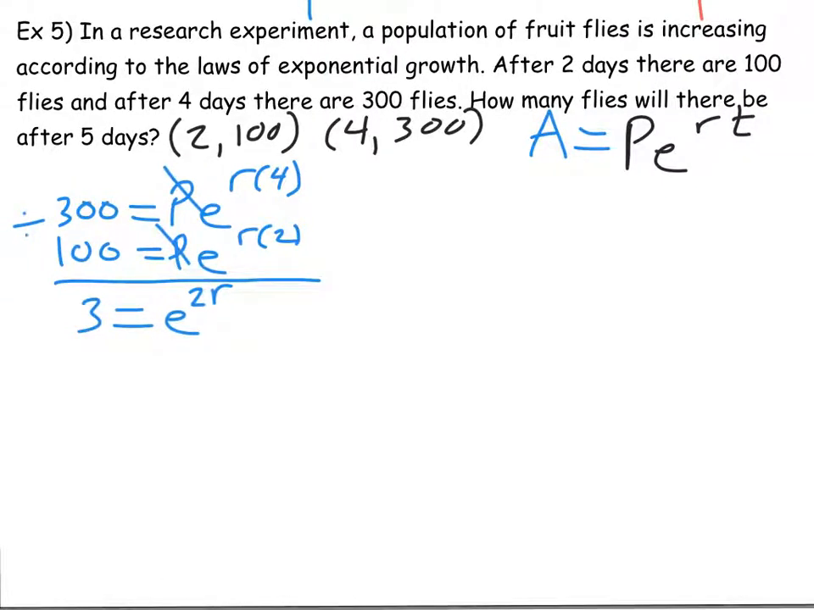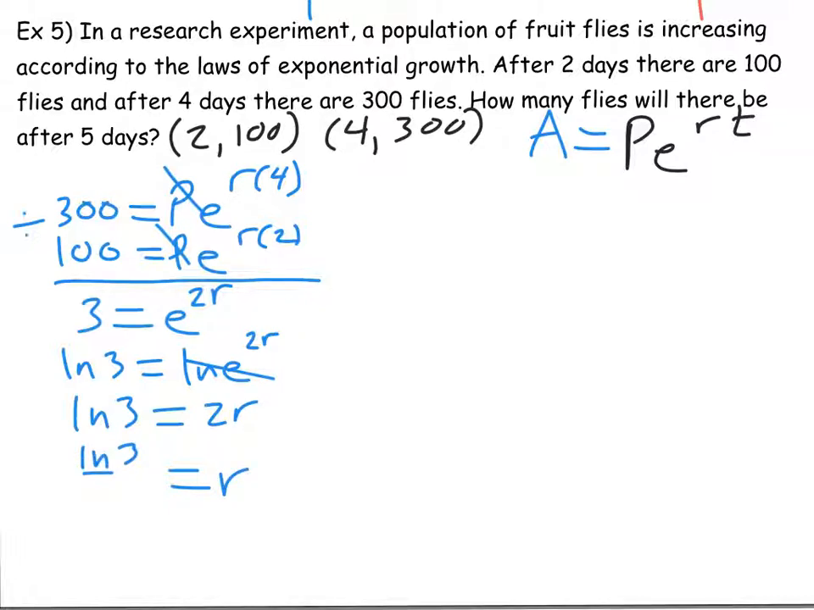At this point, I would hope that you could kind of take it and run with it, because you could do the natural log of 3. I'm looking at this right side, and I see it's time to take the natural log. That cancels, because then I get the natural log of 3 is 2 times r, which would mean r is the natural log of 3 over 2. That's our rate. Okay, that's really, really significant to get. That is the growth rate for this population of fruit flies.